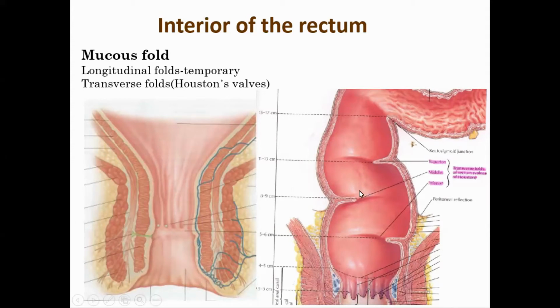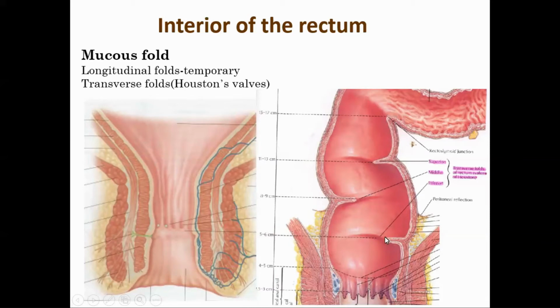They are three in number: superior, middle, and inferior. Houston's valves, or the horizontal or transverse valves, are the permanent mucosal folds, three in number: superior, middle, and inferior.